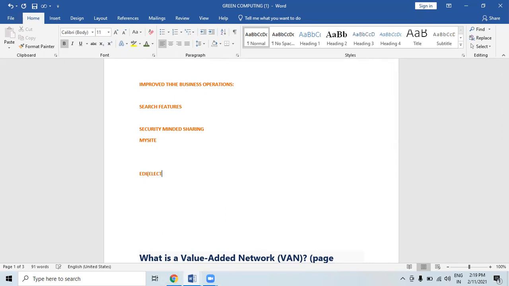Electronic data interchange. Okay. So here, in this, electronic data interchange, EDI, allows the exchange of business documents in a standardized electronic format.